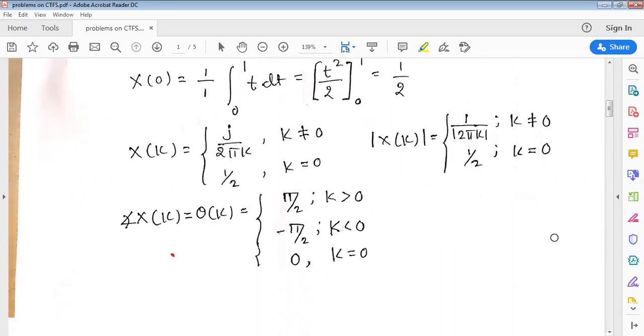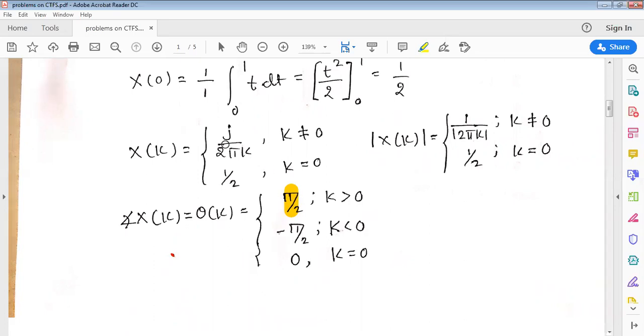Now, what is the angle plot? Let us take when k is more than 0. When k is more than 0, j by 2 pi k is an entirely positive quantity. So the angle is the angle of j. Angle of j is plus pi by 2. j means nothing but e power j pi by 2. So j pi by 2 is the angle when k is more than 0. Are you able to understand this one, or any doubt you have? Yeah, anybody? Any doubt?